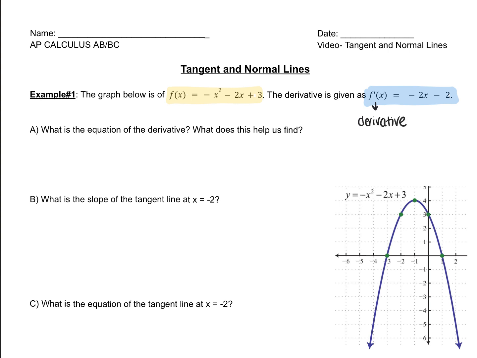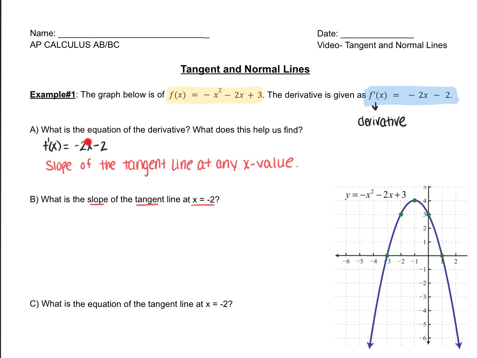So the first part of the question is, what is the derivative equation? And we can say f prime of x is negative 2x minus 2. And what does this help us find? This helps us find the slope of the tangent line at any x value. So what is the slope of the tangent line at x equals negative 2?